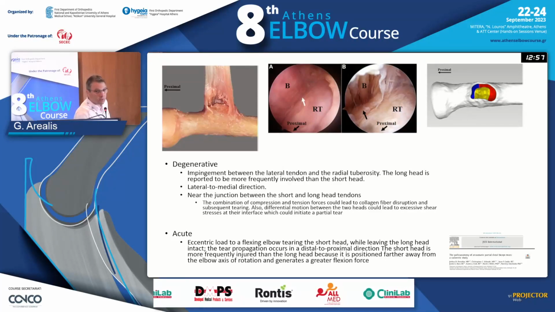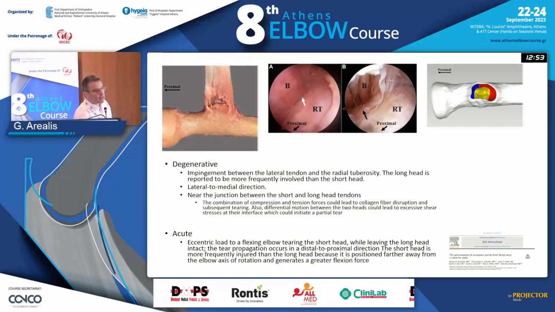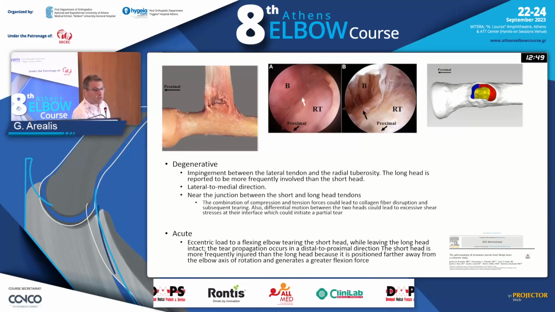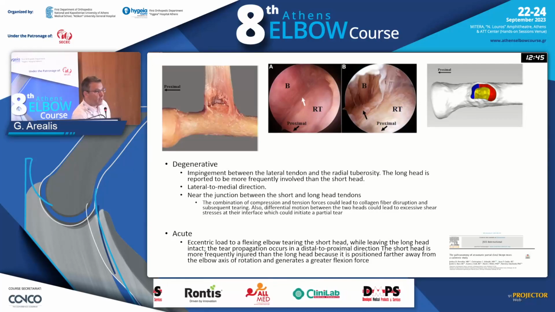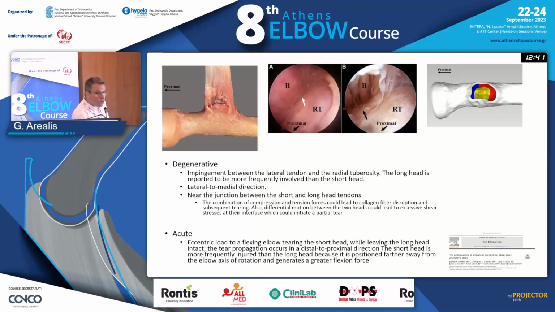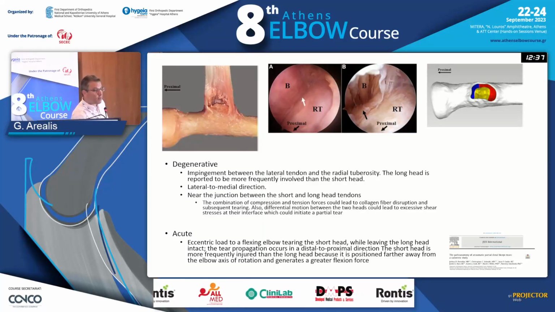There is a possible increased incidence where the two heads meet because they rub with each other. So almost all chronic tears will start from the center and gradually expand outwards. Acute short tendon tears are almost always anterior and then progress posteriorly.